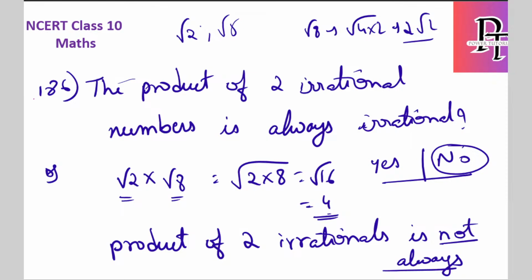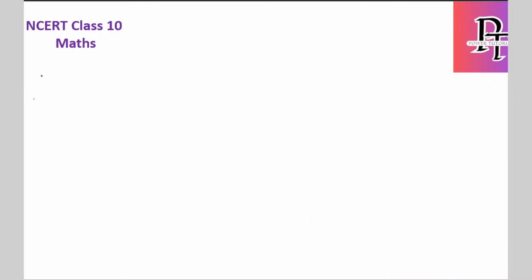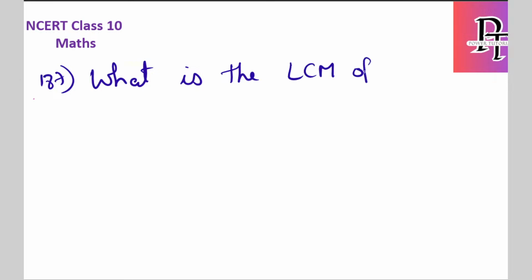Okay, let's see the next one, 187th question. So what is the 187th question, community? That is the LCM of 6, 30. So this is an LCM question. What is the LCM of 6, 30? So let's do it using the factorization method.